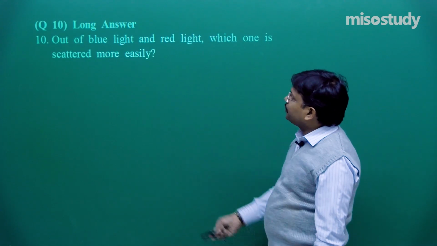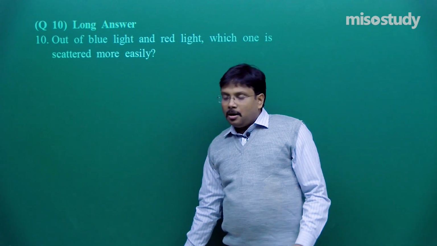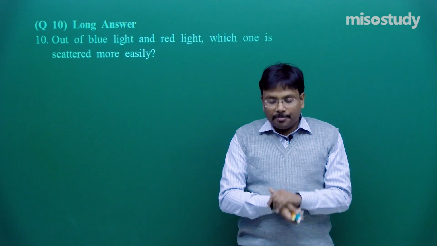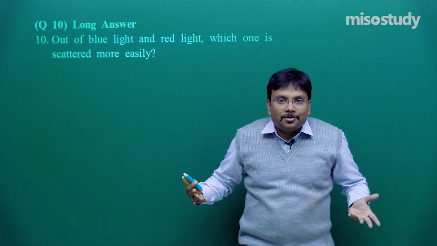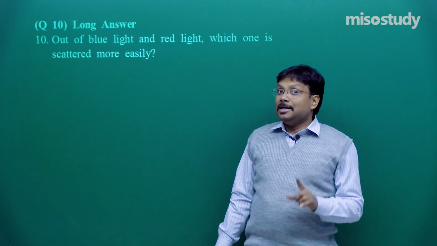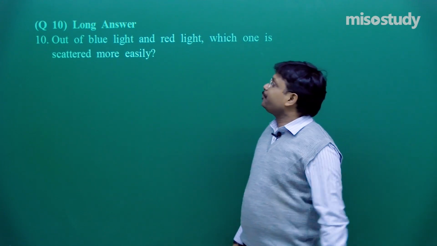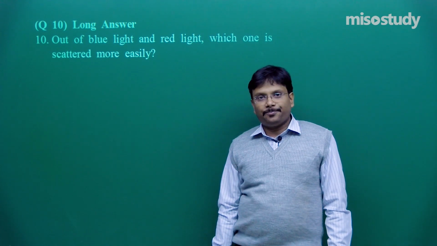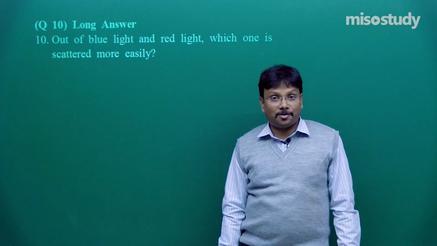Question number 10. Now, this question is a long answer question. Well, long answer questions are the most beautiful questions. Why? Because you have a free hand to express your feelings and whatever knowledge you have, but be sure that you are playing within the boundaries. Let us take a look. Out of blue light and red light, which one is scattered more easily? Because it is for 4 marks, you have to express many things.